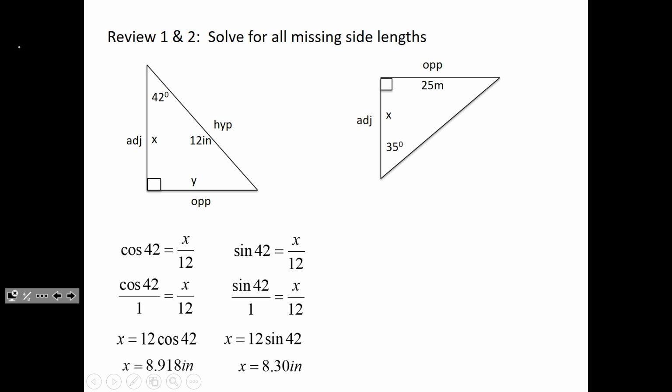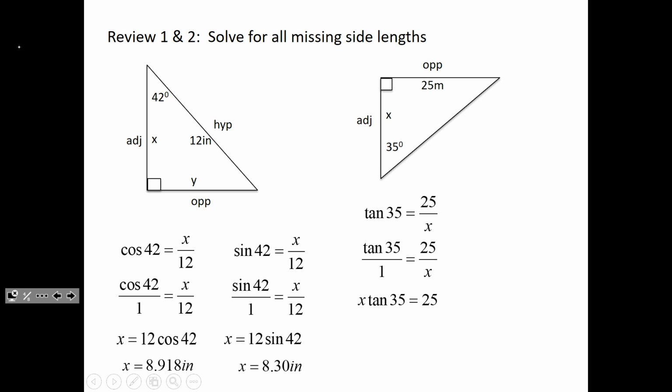What are we going to have to use? Good. So we'll have tangent of our angle, 35 degrees, is equal to opposite, which is 25, over adjacent, which is x. Yes, very good. So if I have x in the bottom, how do I get it out of the bottom? All right, we're going to have to multiply both sides by x. So then I'm going to have x times tangent of 35 equals 25.